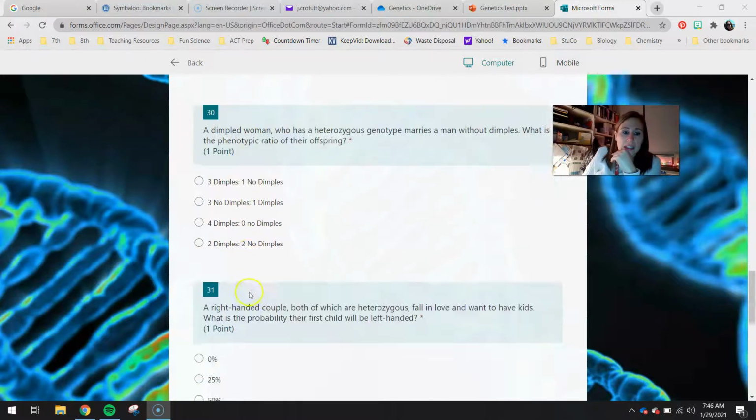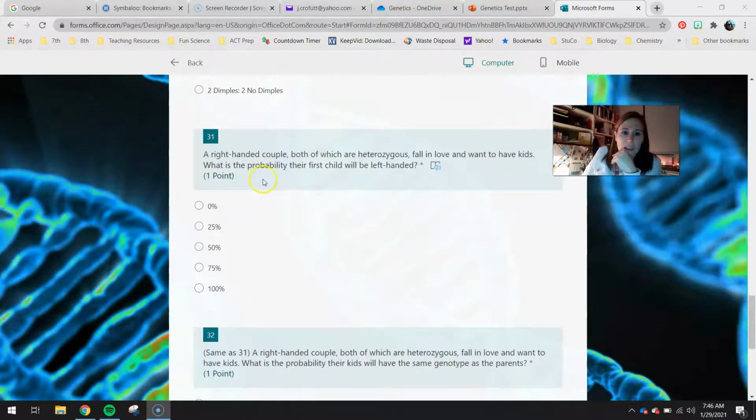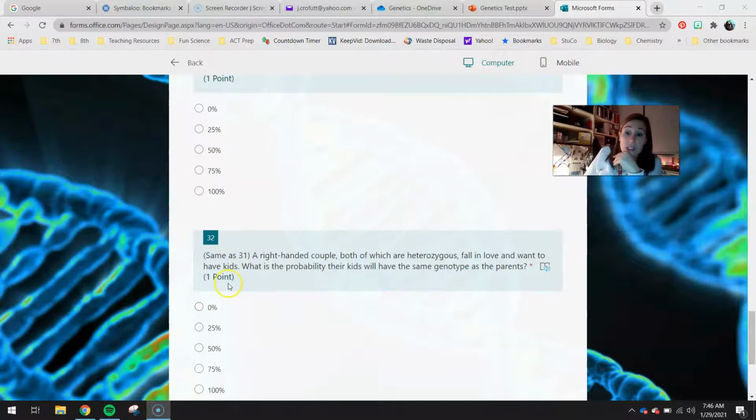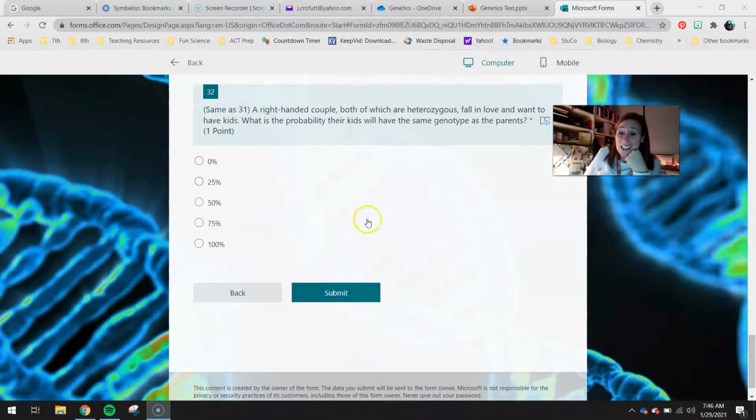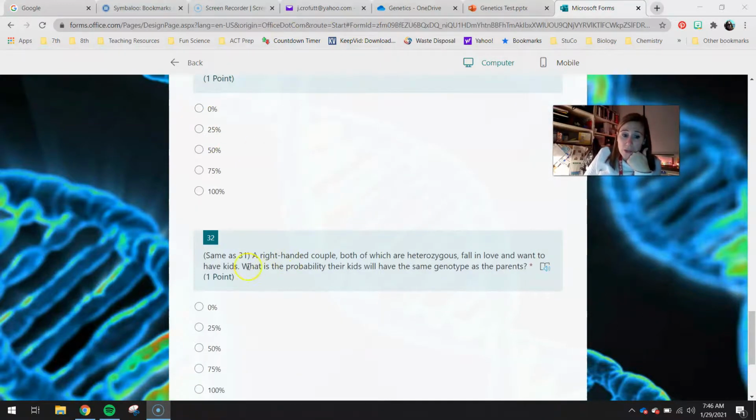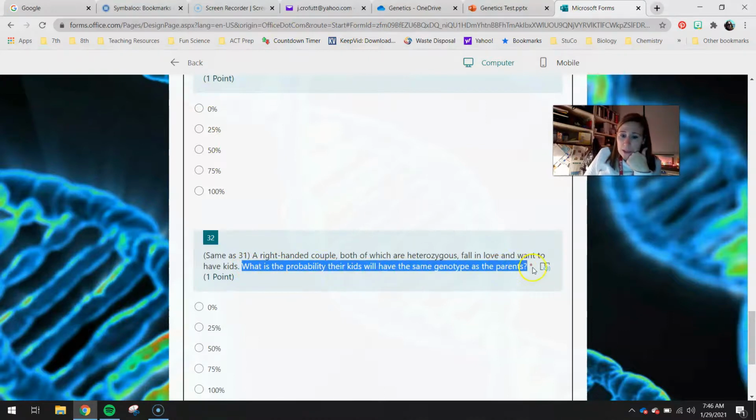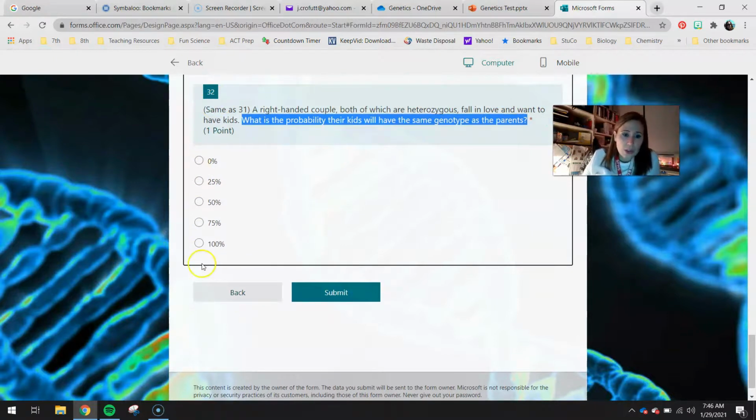So which one applies? And then a right-handed couple, both of whom are heterozygous, fall in love and want to have kids. What is the probability their first child will be left-handed? Same thing, do your problem. And question 32, which is your last question, is the exact same setup, the exact same problem, just a different question. What is the probability their kids will have the same genotypes as the parents? Okay, so do your percentage there.